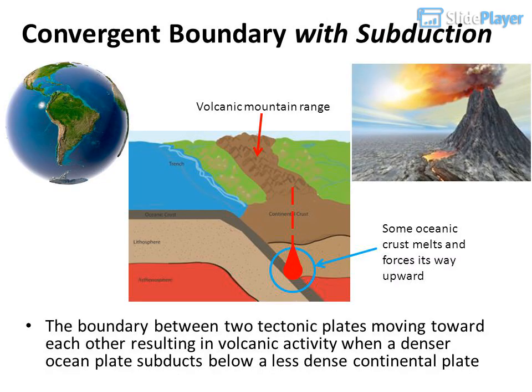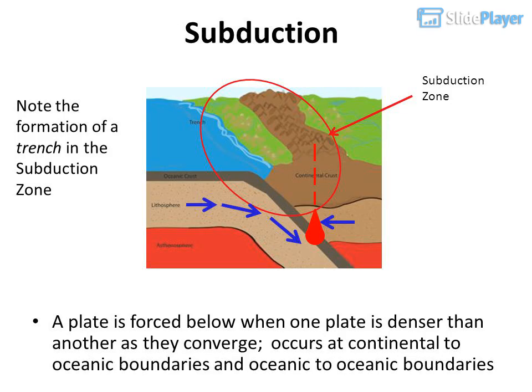Convergent boundary with subduction. Volcanic mountain range. Some oceanic crust melts and forces its way upward. The boundary between two tectonic plates moving toward each other, resulting in volcanic activity when a denser ocean plate subducts below a less dense continental plate. Subduction zone. Note the formation of a trench in the subduction zone.